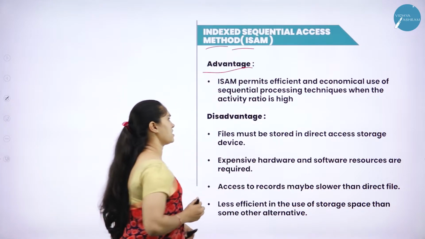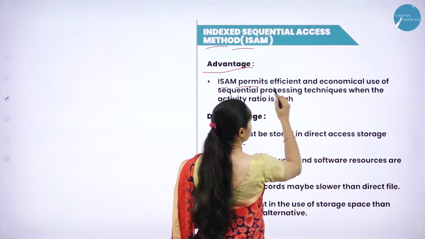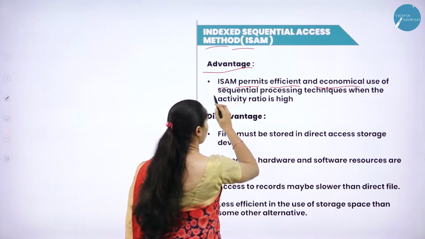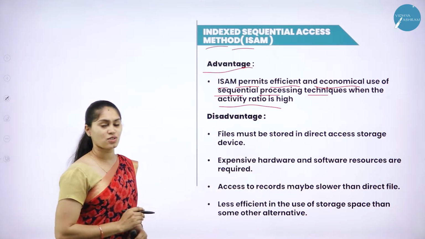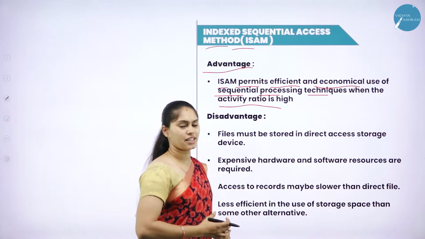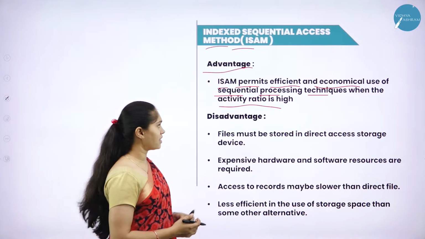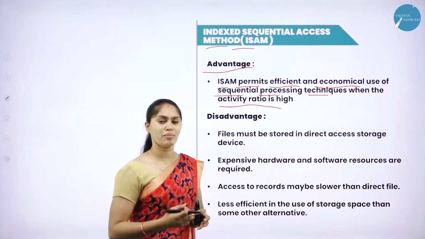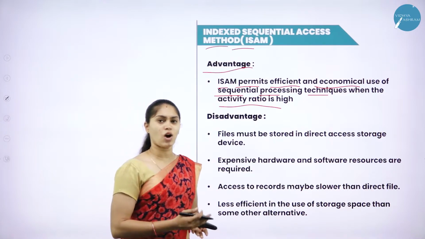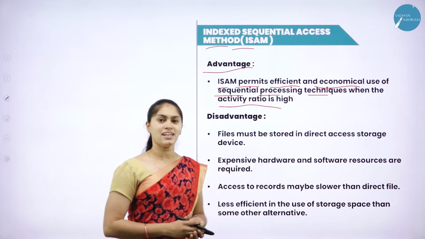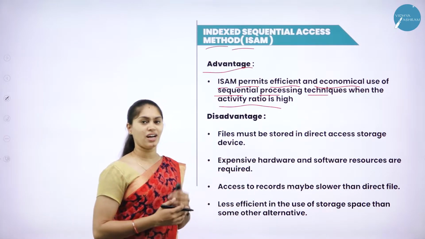So what are the advantages that we can get with the help of this? It will help to permit the efficient and economical use of sequential processing technique when the activity ratio is high. So when we have a high activity ratio, at that time we can go with this ISAM. It will provide a very efficient and economical usage of a sequential processing technique. That means if you have thousands of records in a file, we can process them one by one in a sequential manner. So that is also one of the advantages.